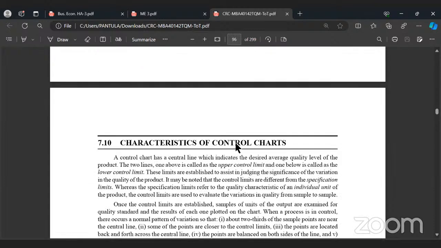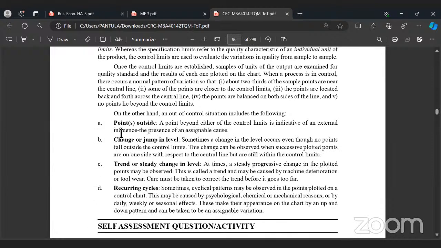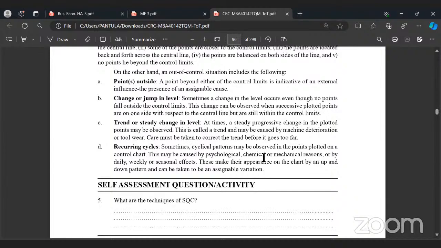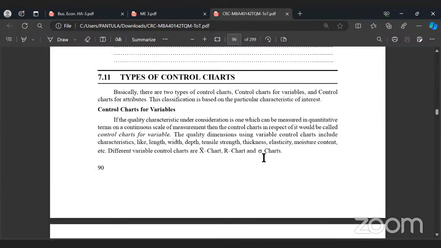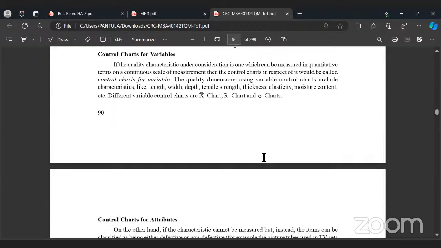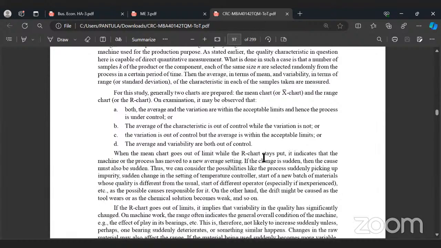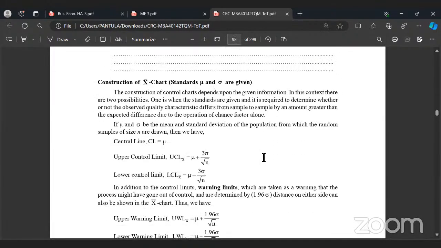Control chart characteristics: there are a lot of them. Points inside and outside, points outside limits, change or jump in level, trend and steady change of level, and recurring cycles. Types of control charts: for variables, they are the X bar chart, R chart, and sigma chart. So we'll see control charts for variables here.